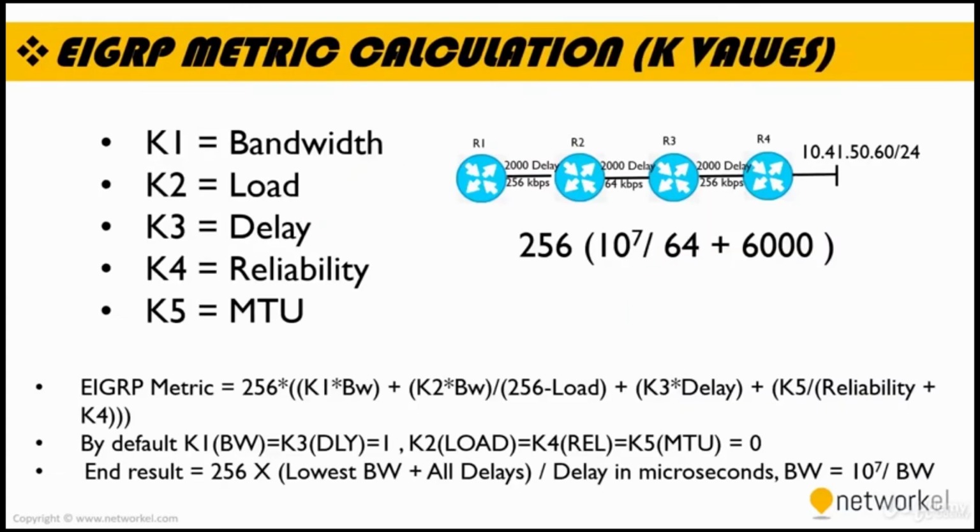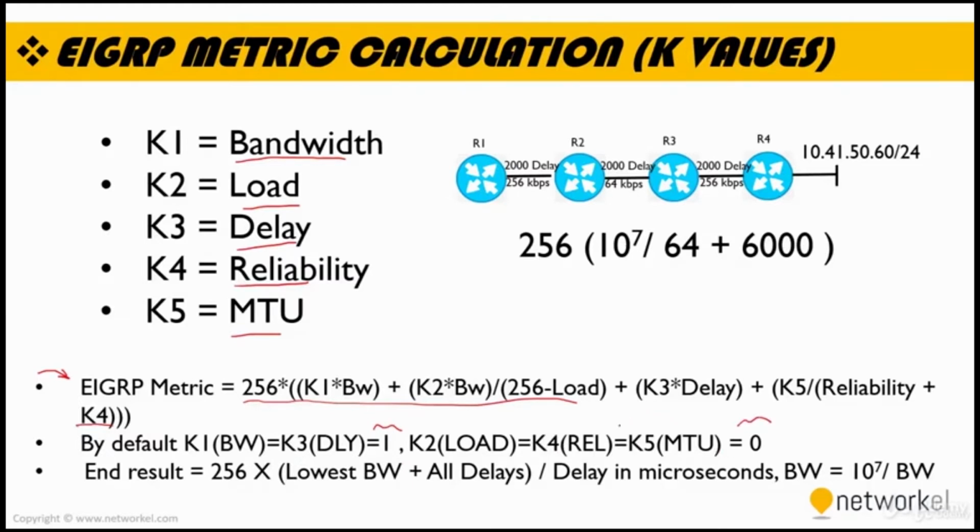And here is the formula of the EIGRP metric. It's a crazy formula, as you can see, and it is known as the K-value formula. We have five K-values representing bandwidth, load, delay, reliability, and MTU. By default, K1 and K3 are equal to 1, and K2, K4, and K5 are equal to 0.